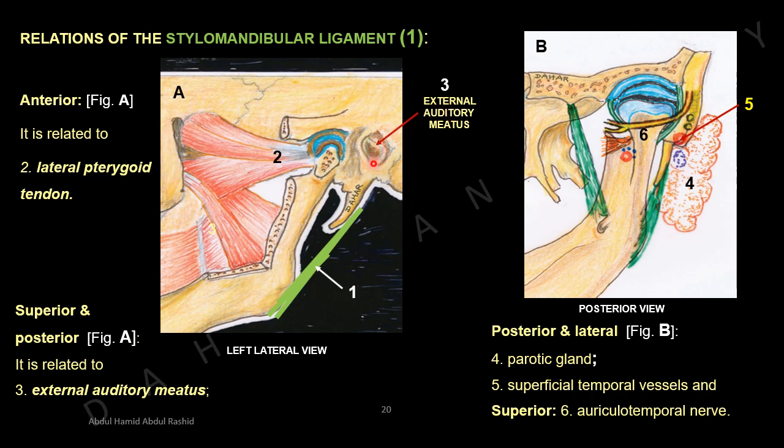Superior and posterior to this ligament is external auditory meatus. If you come to this diagram, looking from behind, stylomandibular ligament, posterior and lateral to it, if you see parotid gland, and you will see the superficial temporal vessels and temporal branches of the facial nerve, and superiorly is the auriculotemporal nerve will be here. These are the relations of the stylomandibular ligament.